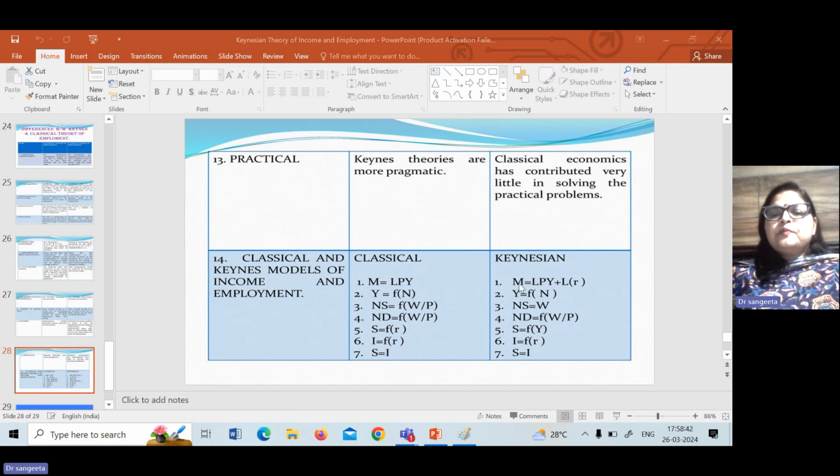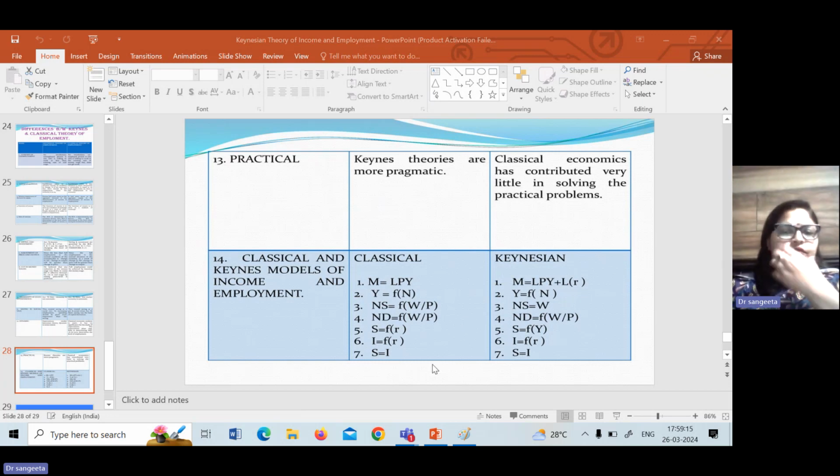Whereas in Keynesian theory, money is a function of liquidity preference and it also depends upon the bond rate, and income is a function of the level of employment. Aggregate supply is a function of money wages, whereas aggregate demand is a function of real wages. Saving is a function of income, investment is a function of the rate of interest, and saving is equal to investment. What is the difference? Here, classical theory depends upon the real wages, whereas Keynesian theory depends upon the money wages.